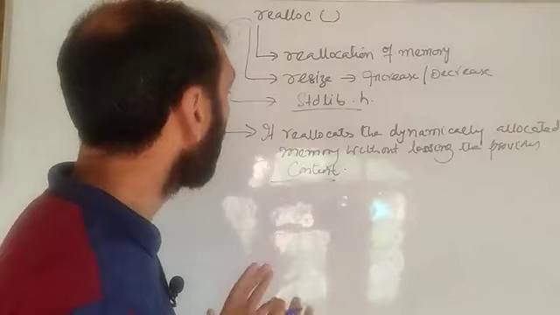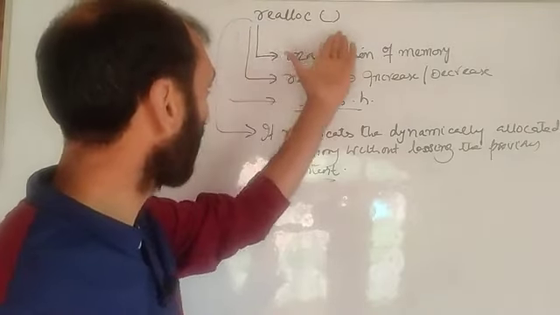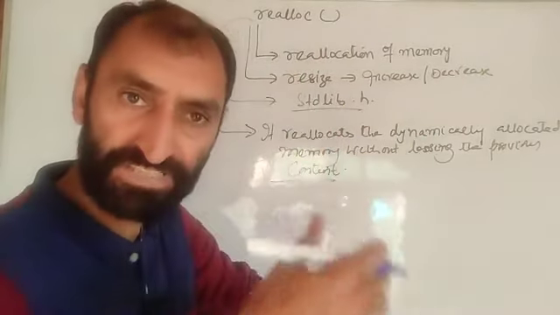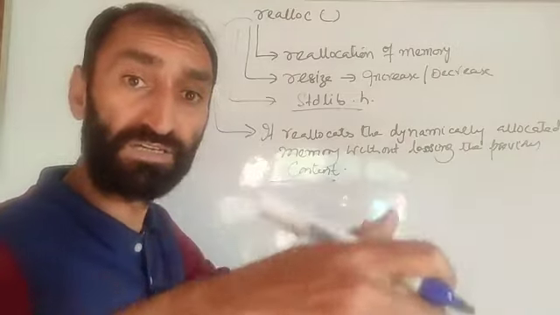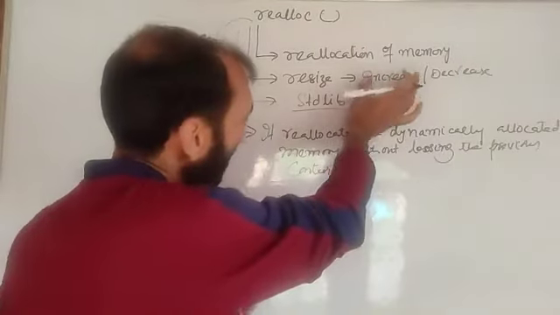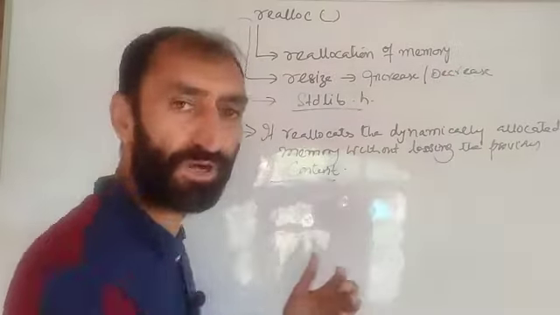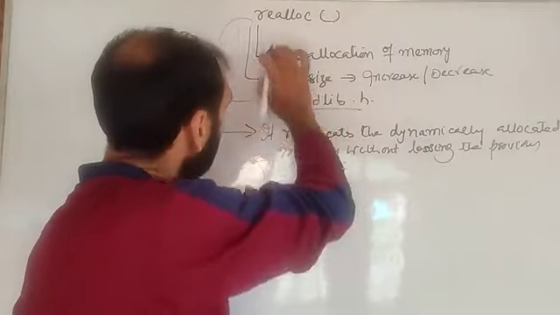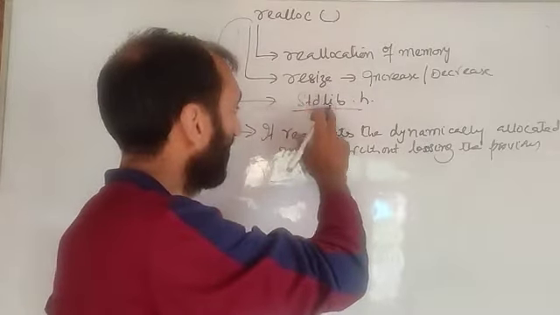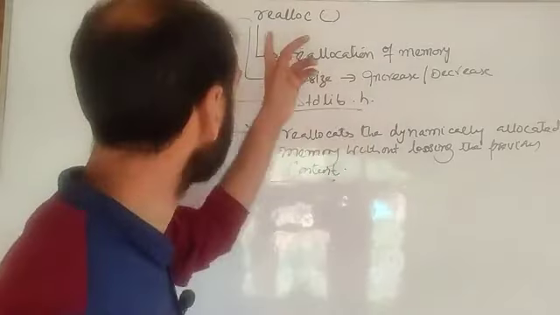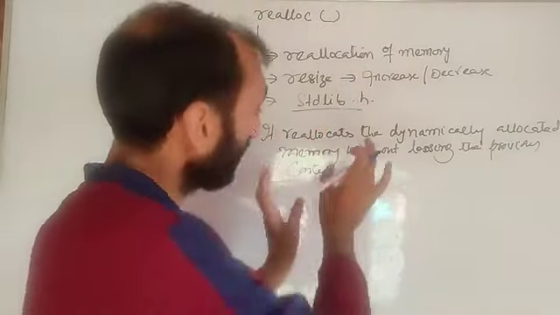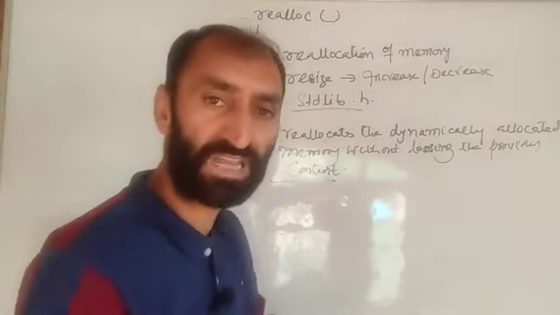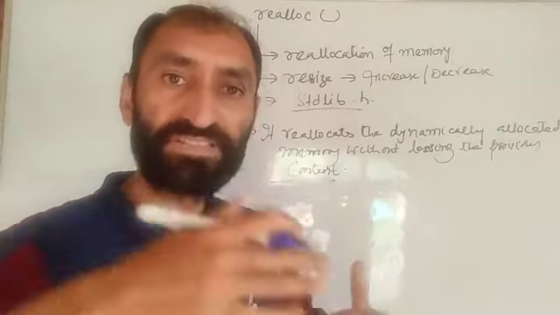In short, now we have understood what is realloc function. The full form of the realloc function is the reallocation of memory, and it can resize the memory which was previously allocated by malloc or calloc dynamically. We can increase that memory or we can decrease that memory as per our programming need. And the third point is that this realloc function is also defined in the header file stdlib.h, and one of the most important advantages is that it reallocates the dynamically allotted memory without losing the previous content. Whatever content was previously stored in that memory remains safe.